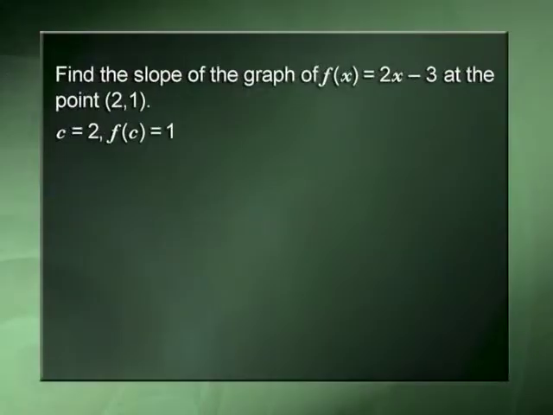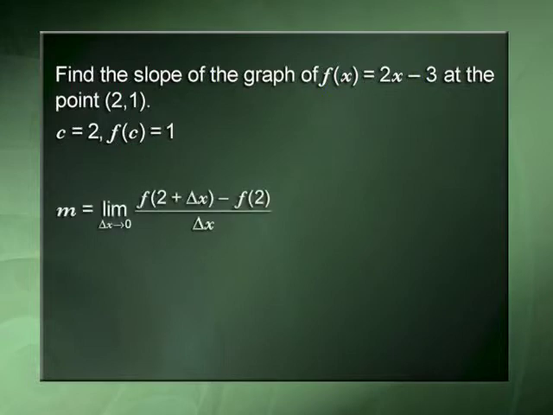So here we go. Here are the characters. The point that we're approaching is 2. So c will be 2, and f of 2 is 1. That's f of c. So we use our definition. It's the limit as delta x goes to 0 of f of 2 plus delta x minus f of 2, all divided by delta x. Now watch what happens.